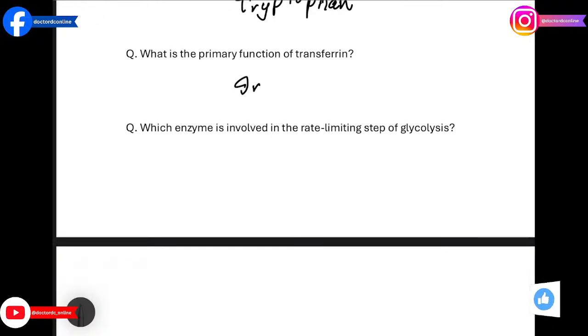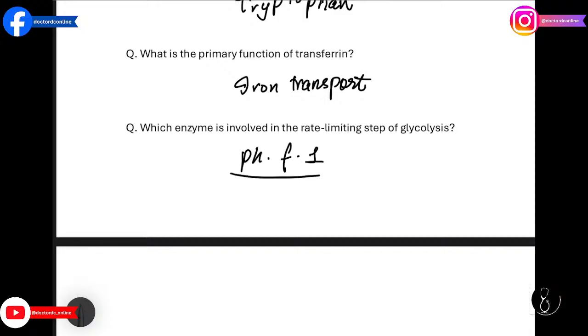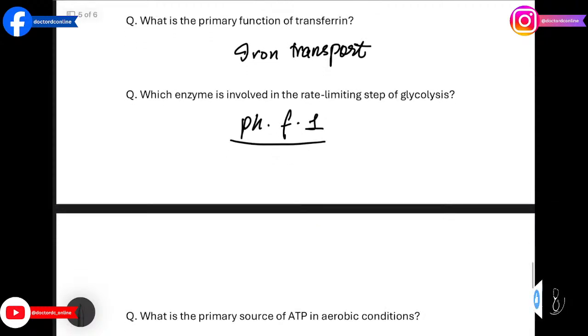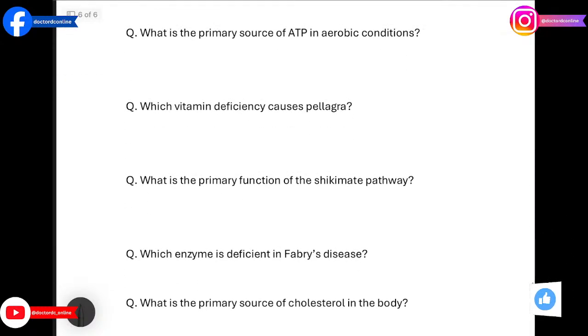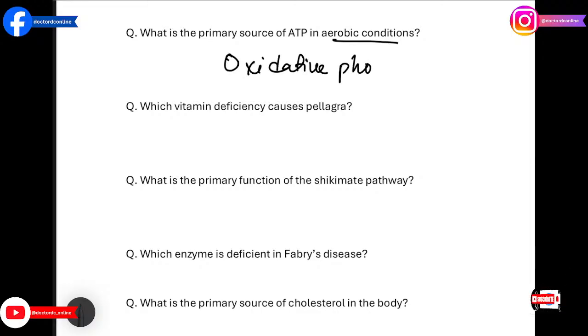The next question is, which enzyme is involved in the rate limiting step of glycolysis? And the answer is phosphofructokinase 1. It regulates the conversion of fructose 6 phosphate to fructose 1,6 bisphosphate. The next question is, what is the primary source of ATP in aerobic conditions? And the answer is oxidative phosphorylation. It produces ATP via the electron transport chain in mitochondria.